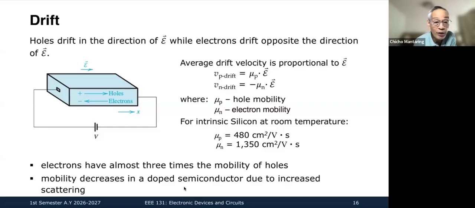Now, when you dope a semiconductor, the mobility will decrease somewhat, because your scattering will increase. Okay? But don't worry, we will always give you the value of mobility that you should use. Any question with regard to mobility?